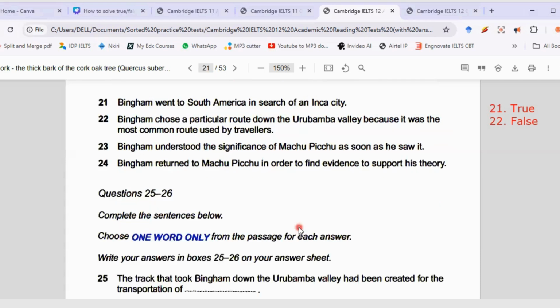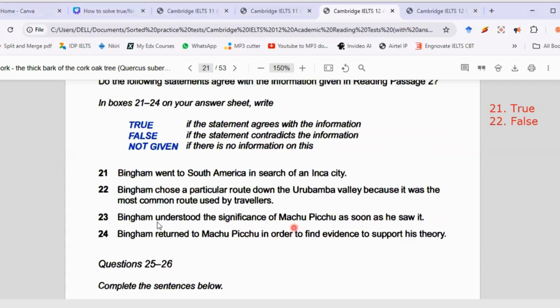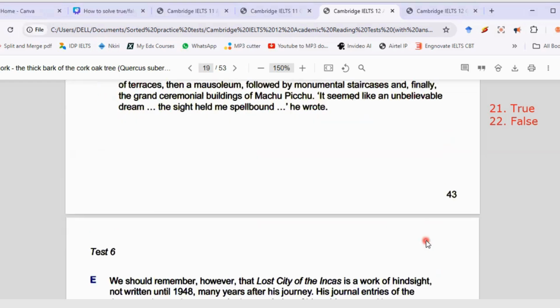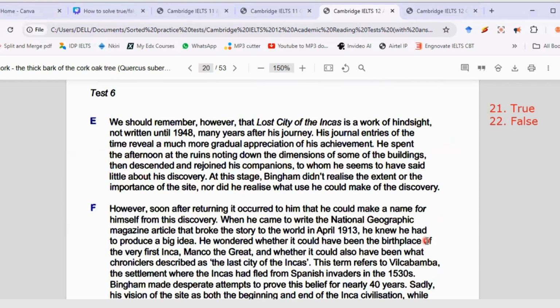Look at the statement, ladies and gentlemen. Bingham understood the significance of Machu Picchu as soon as he saw it. Did he understand the significance immediately he saw it? No. It was many years later. Look at it. His journal entries of the time revealed a much gradual appreciation of his achievement. It was later. It wasn't immediate.